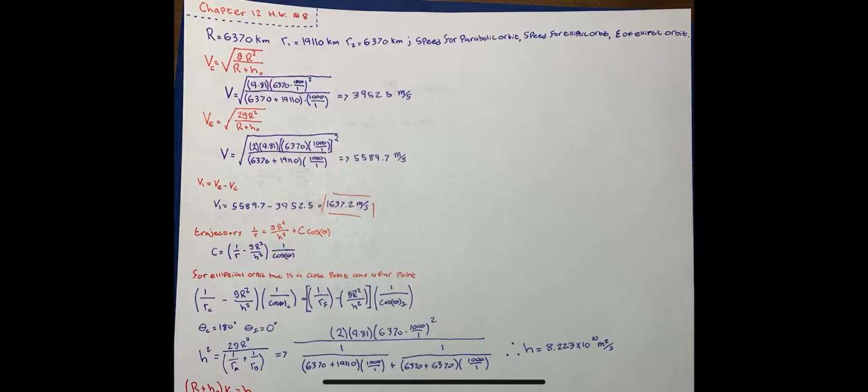So there's a satellite in orbit 19,000 kilometers above the surface of the Earth. We're supposed to determine the speed required to achieve escape velocity and enter a parabolic orbit, and the decrease in speed required to obtain an elliptic orbit, and find the eccentricity as well.